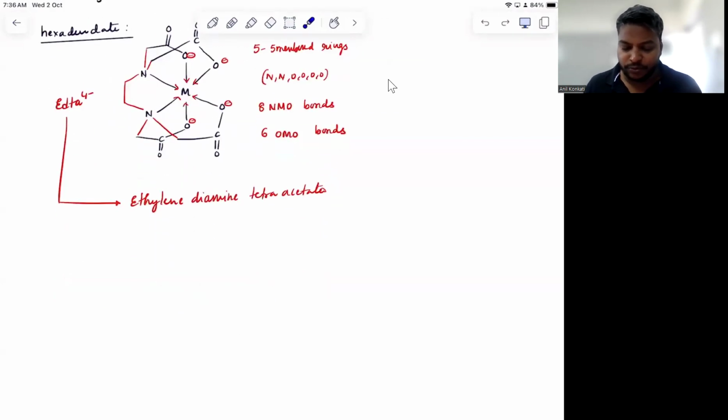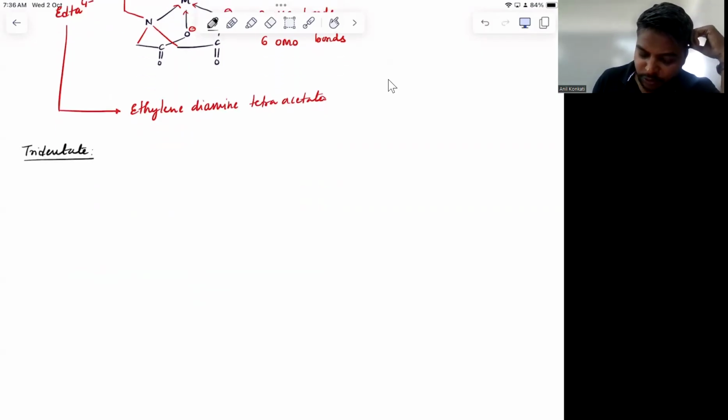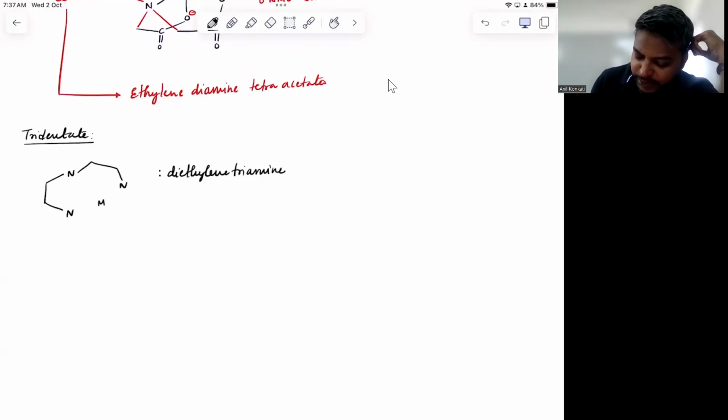A few tridentates we need to know. One tridentate we need to understand is diethylene triamine. There are two tridentates I would suggest. One is this one, where we have nitrogen, and another nitrogen here, and this nitrogen. So basically here we have diethylene triamine. If the metal is here, a lone pair from here, a lone pair from here, and a lone pair from here will form bonds.